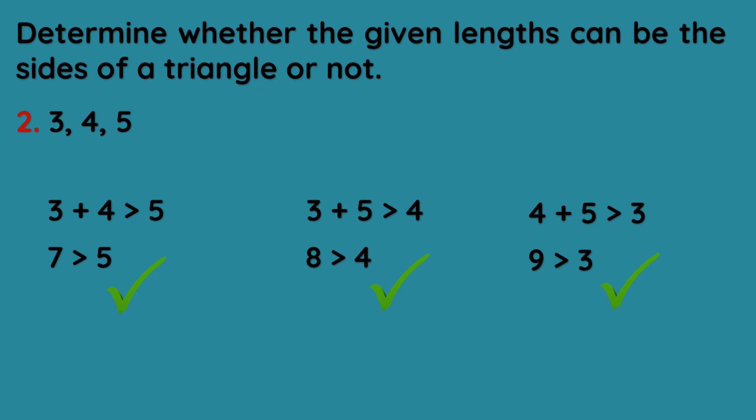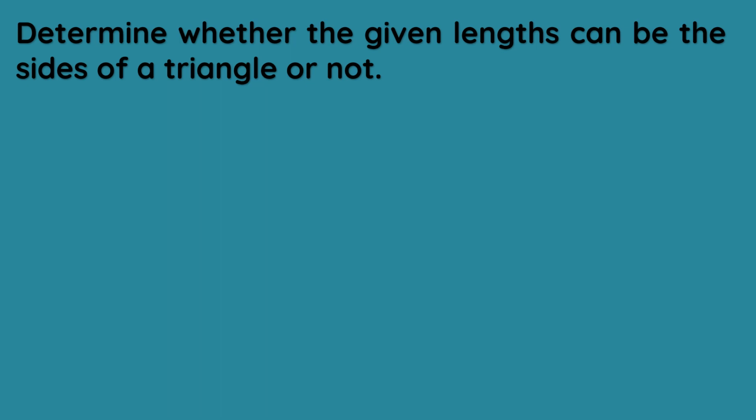Since all the conditions were satisfied, this means that 3, 4, and 5 units could be the sides of a triangle. In other words, we can form a triangle with the lengths 3, 4, and 5. And the kind of this triangle, according to the lengths of its sides, is a scalene triangle.